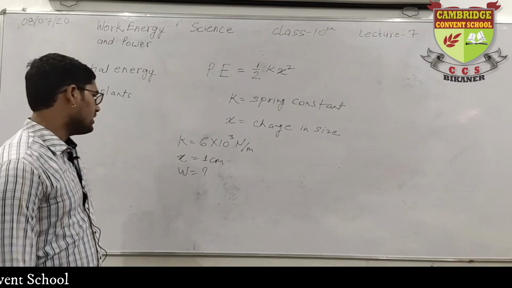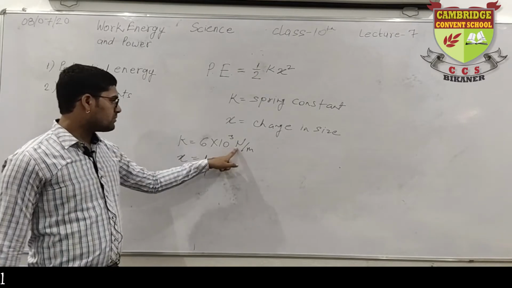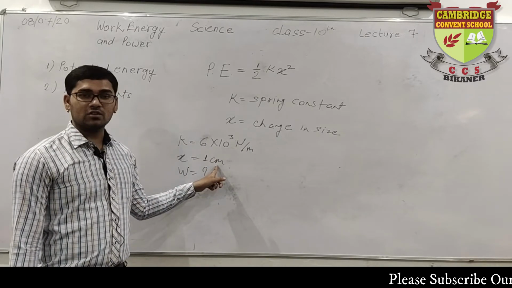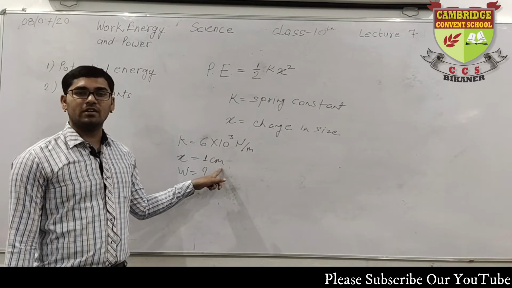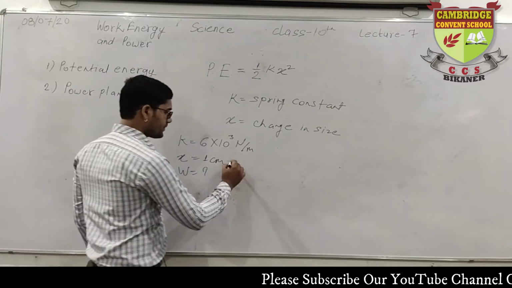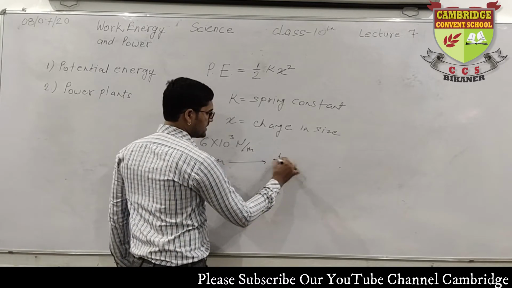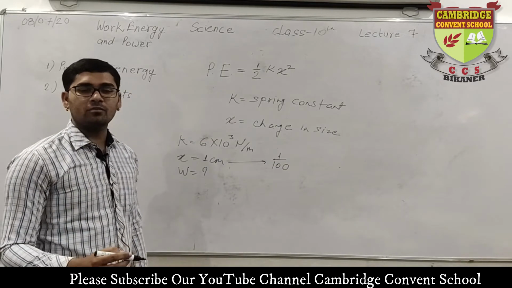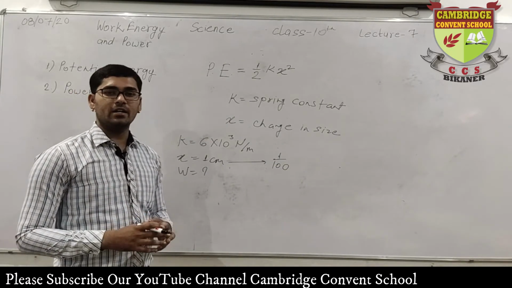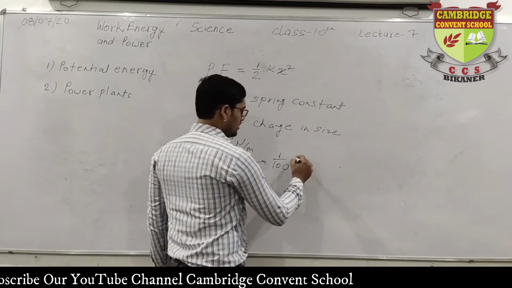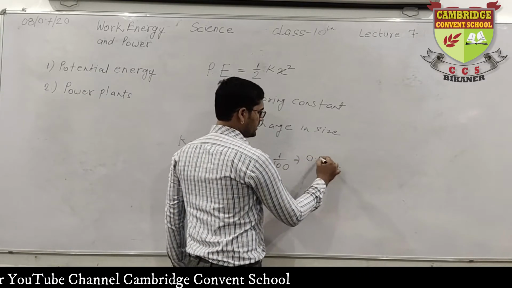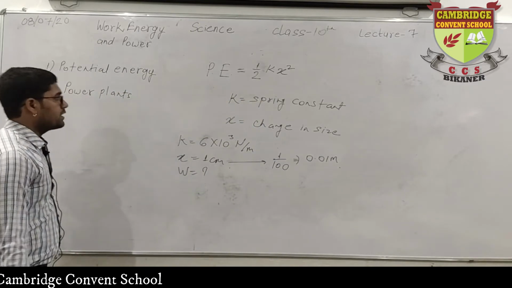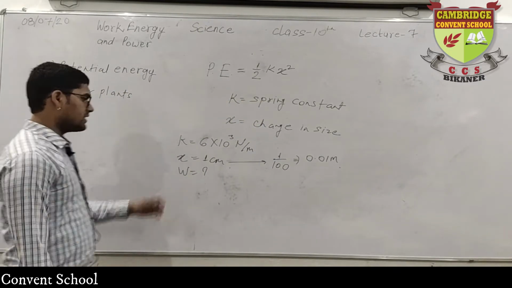Firstly, k is in Newton per meter, both are SI units, but this is centimeter, not an SI unit. So firstly we will convert this centimeter into meters. 1 centimeter divided by 100, because there are 100 centimeters in 1 meter. We will get 0.01 meters.